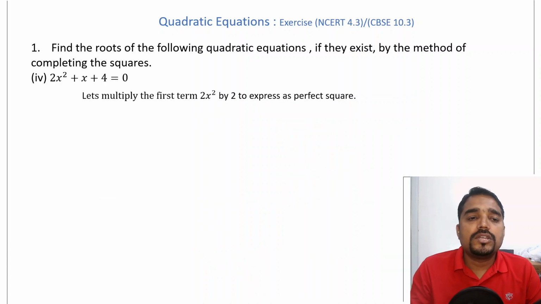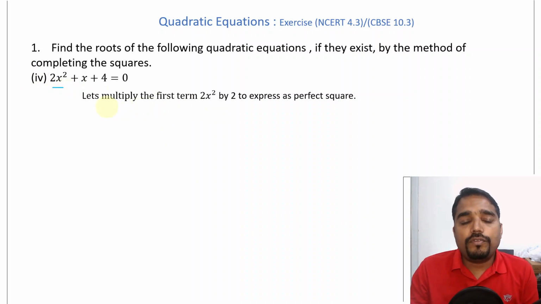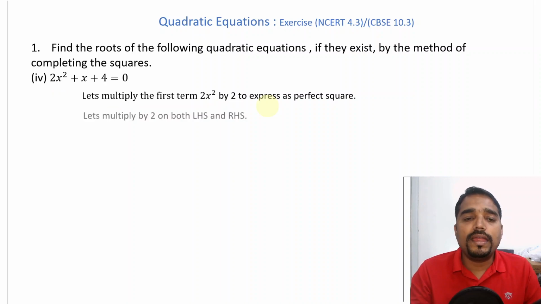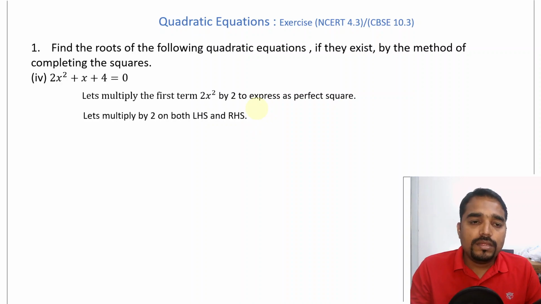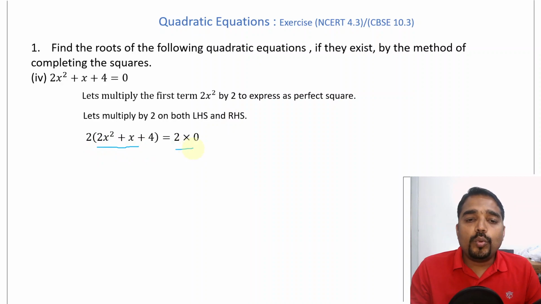The first step is to express 2x square as a perfect square. Now let us follow the method of multiplication, that is let's multiply the first term 2x square by 2. In order to multiply the first term by 2, we will have to multiply 2 by both LHS as well as RHS. On RHS, 2 is getting multiplied by 0, and any number multiplied by 0 would be 0. That is, on RHS, we would be having 0.